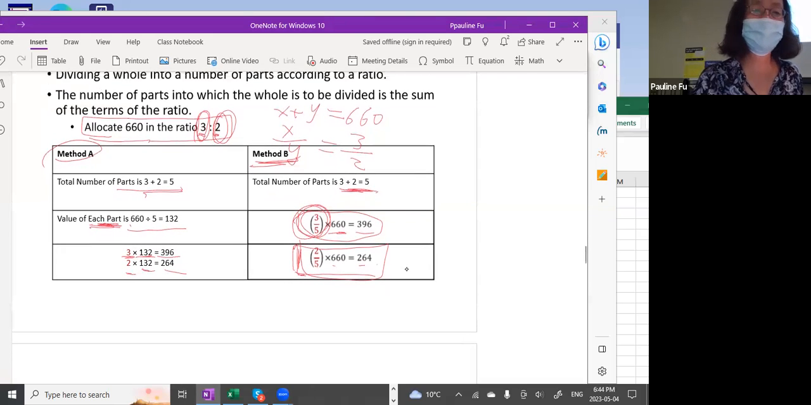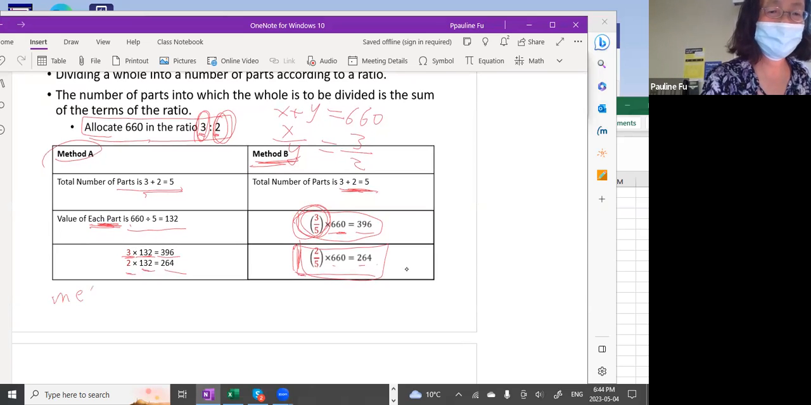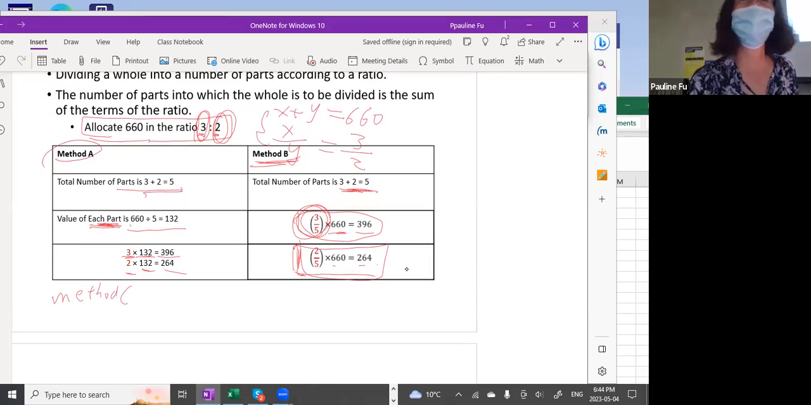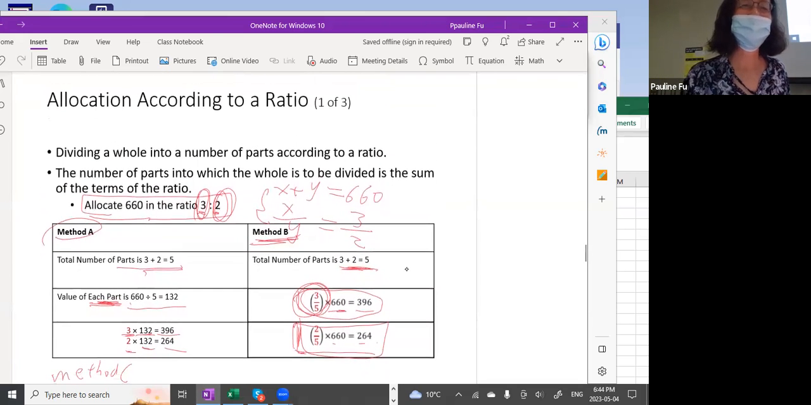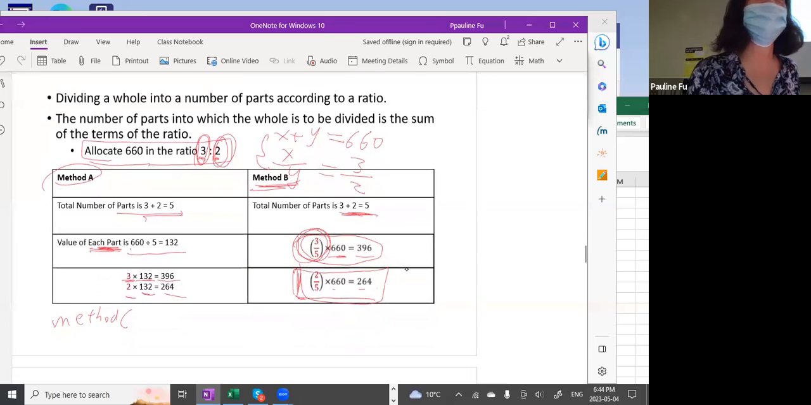There is actually method C, to solve for these two equations, two unknowns, systems of equations. We'll do these equations in later lectures, not in today's lecture. So any questions about allocation according to ratio?